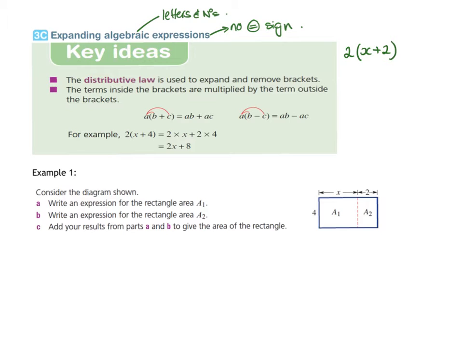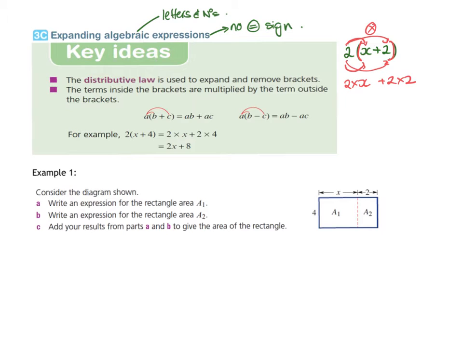So who can tell me, what does a bracket mean? What operation do you need to do? Plus, minus, multiply, divide? Good. Thank you, Stephen. So a bracket means you need to multiply everything on the outside with everything on the inside. Okay? So for this little example, I do 2 times x, and then you'll have plus 2 times 2.